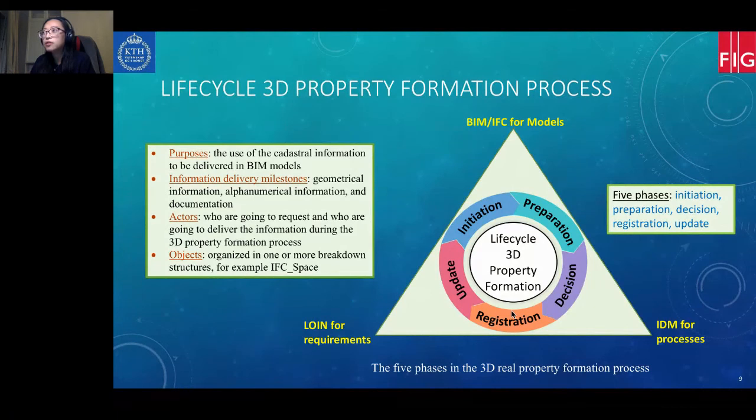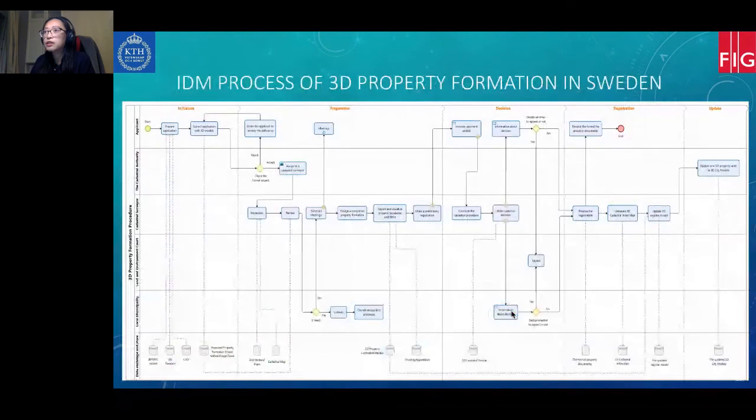And for that one, we proposed the IDM process. And here is the overview of the IDM process. It's a little small, maybe from the screen, so I will divide it and introduce it phase by phase.